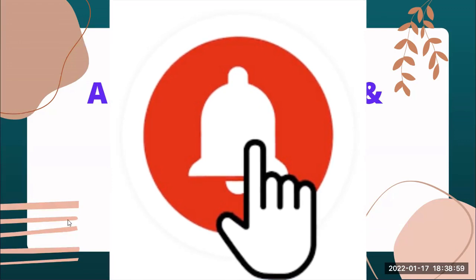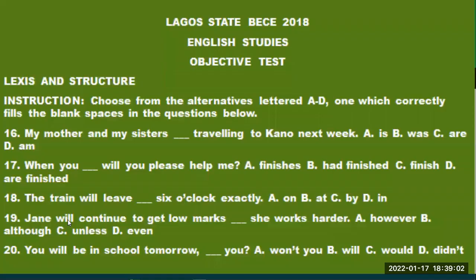Let's dive into the lesson right away. We are going to solve questions in the Lagos State Basic Education Certificate Examination of 2018 English Studies. And we are zeroing in on Lexis and structure, which are aspects of the objective test questions. Now, the instruction is as follows. Choose from the alternatives lettered A to D, one which correctly fills the blank spaces in the questions below.